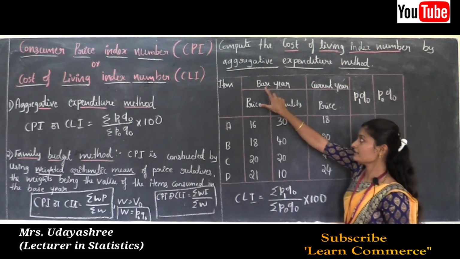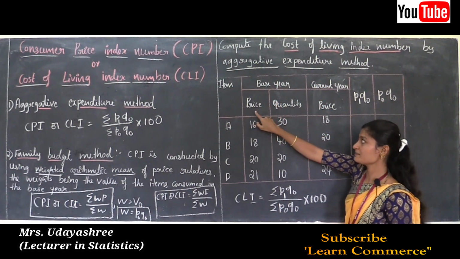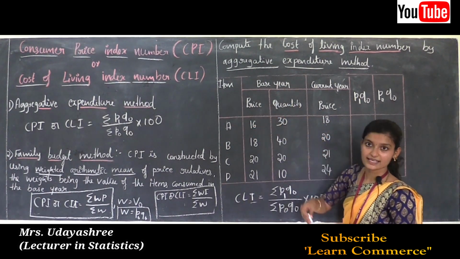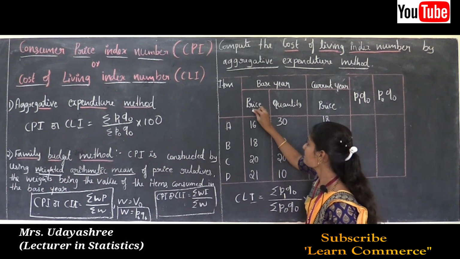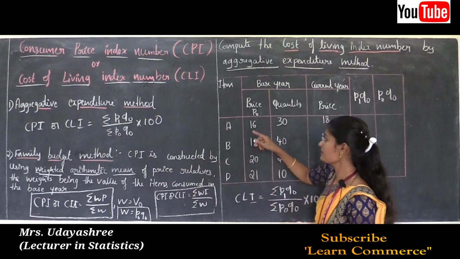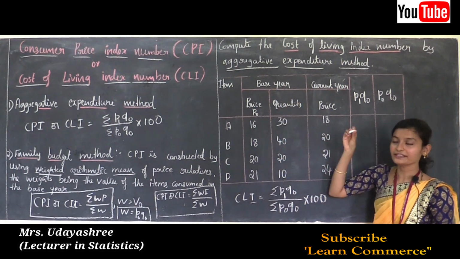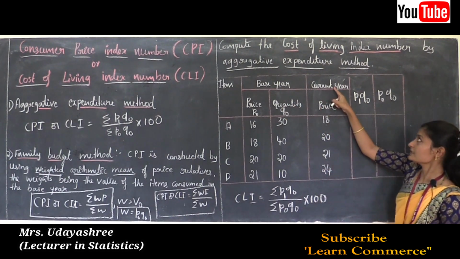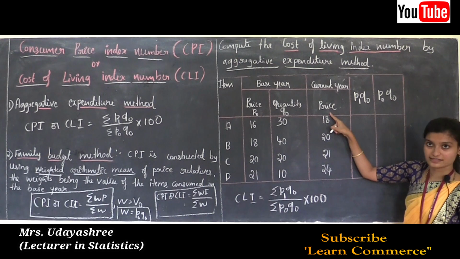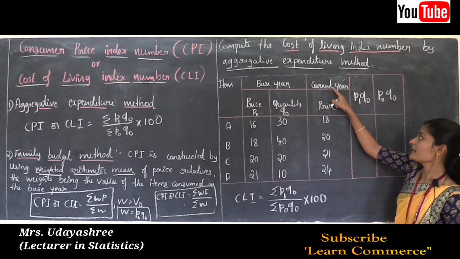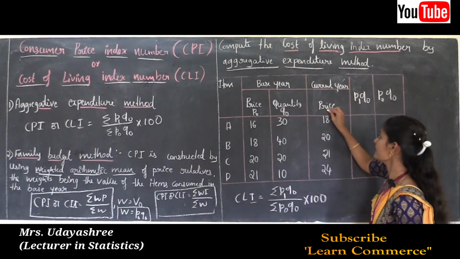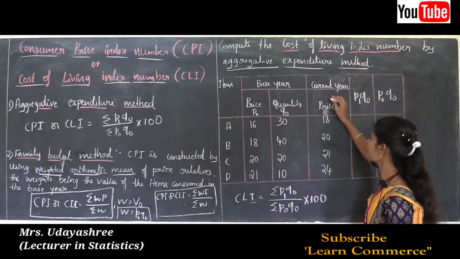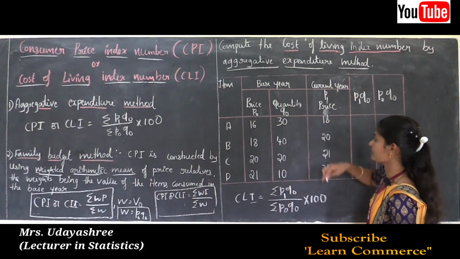Under base year, there are two more columns. One is price and another one is quantity. We know that base year price is denoted by P naught, and base year quantity is denoted by Q naught. Under current year, price is there. Current year price is denoted by P1.